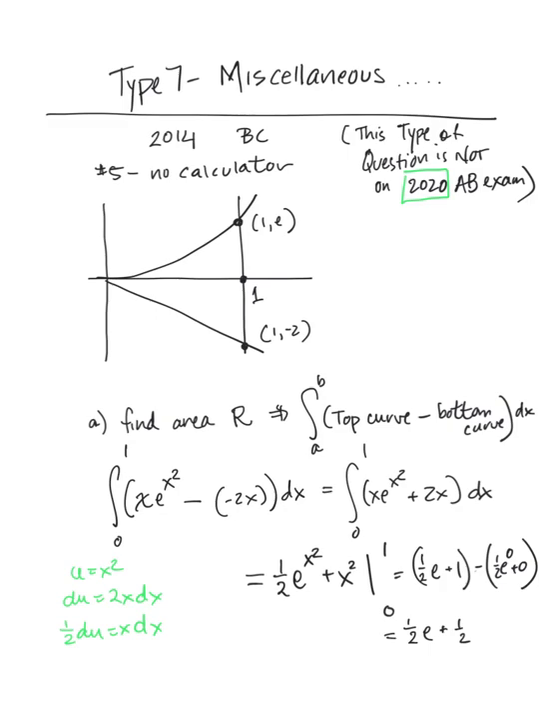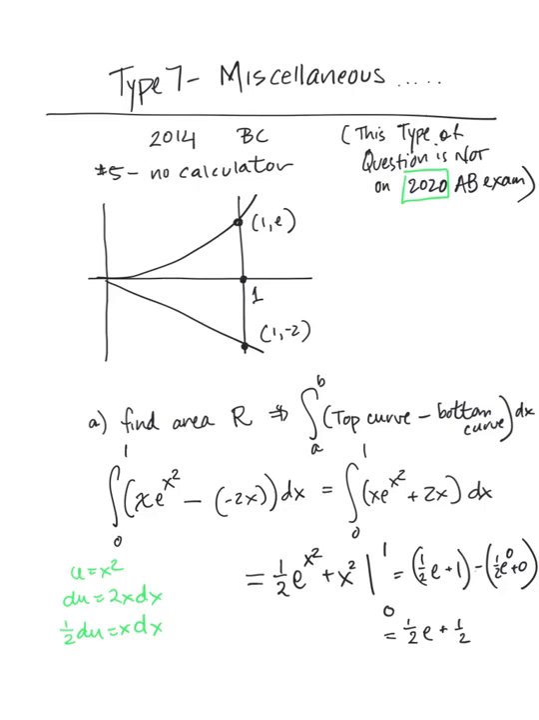All right, type 7, just a bunch of miscellaneous type of questions. This first free response question is 2014 BC. This is a volume question. This type of question is not on the 2020 AB exam.